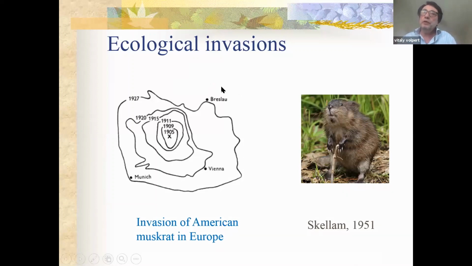Of course, because of spatial heterogeneity, these are not exactly circles, but if we do modeling, it will be like concentric circles propagating in space. This is how the area occupied by this animal grows in time.